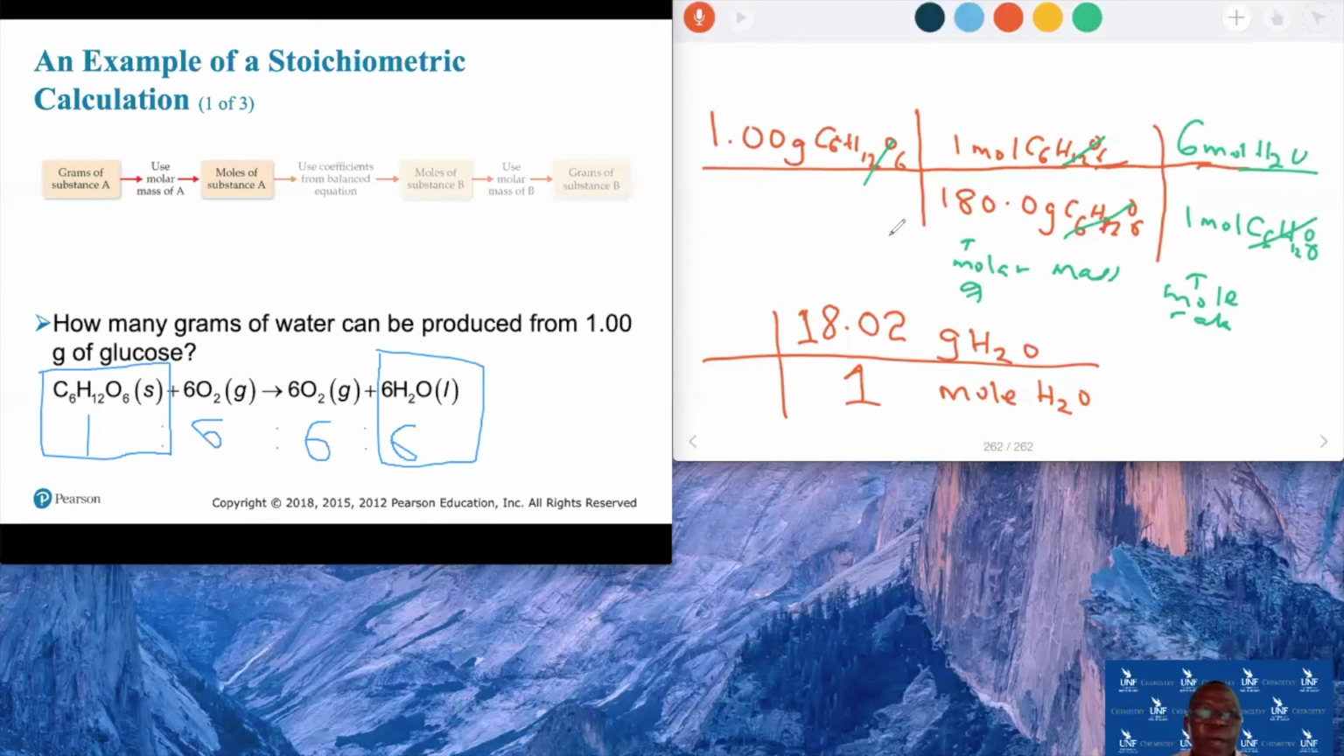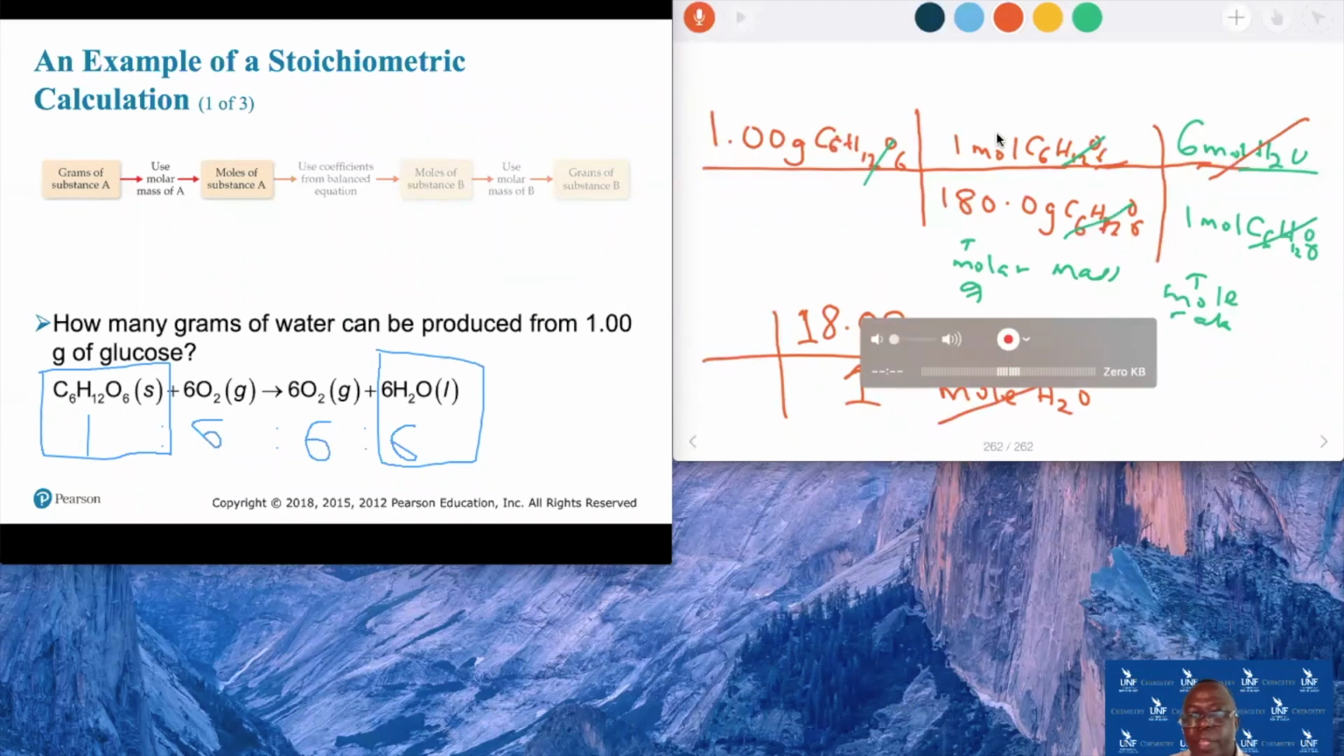The last conversion, the green one here, look at the roadmap: molar what? It's the mole ratio, the coefficient in the balanced equation. Up to this point, we have moles of B, which is H2O in this case. Use the molar mass of H2O to get the grams of B. So the molar mass of H2O, 18.02, and canceling moles of H2O with the moles of H2O there, we remain with grams of H2O. That gives you the final answer.